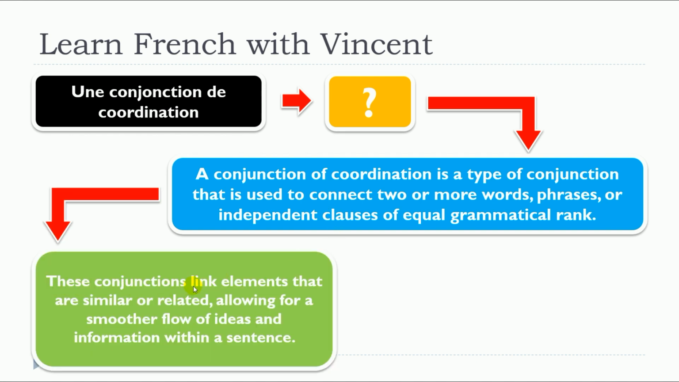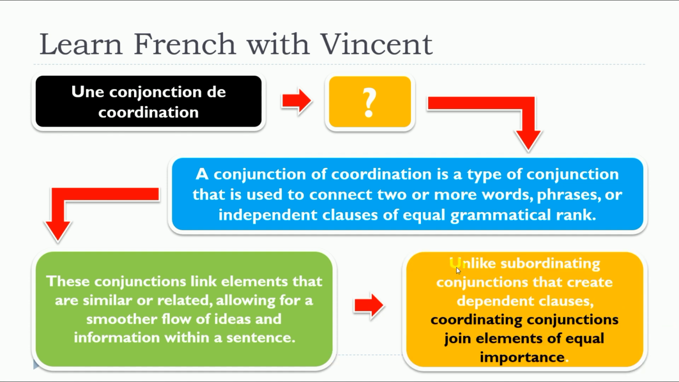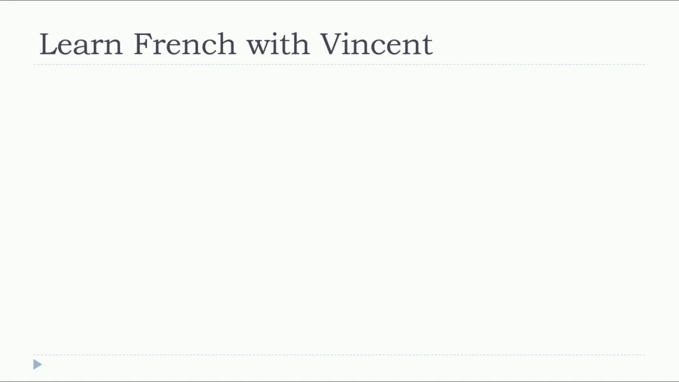These conjunctions link elements that are similar or related, allowing for a smoother flow of ideas and information within a sentence. So by using these conjunctions, it will make your sentence breathe. It will be nicer and it will give a smoother flow of ideas. And unlike subordinating conjunctions that create dependent clauses, coordinating conjunctions join elements of equal importance. So they will connect elements that have the same importance in the sentence.